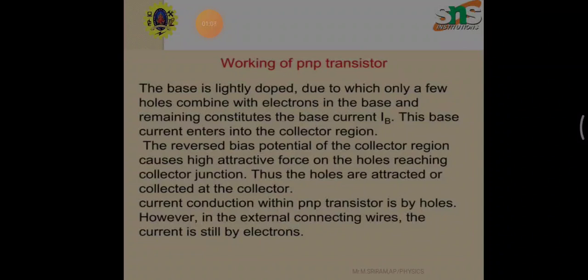The reverse bias potential of the collector region causes a high attractive force on the holes reaching the collector junction. Thus the holes are attracted and collected at the collector. So current conduction within the PNP transistor is by holes. However, in the external connecting wires, the current is still by electrons.